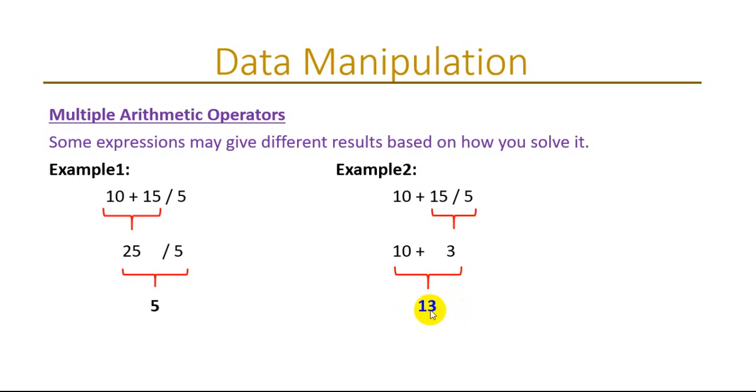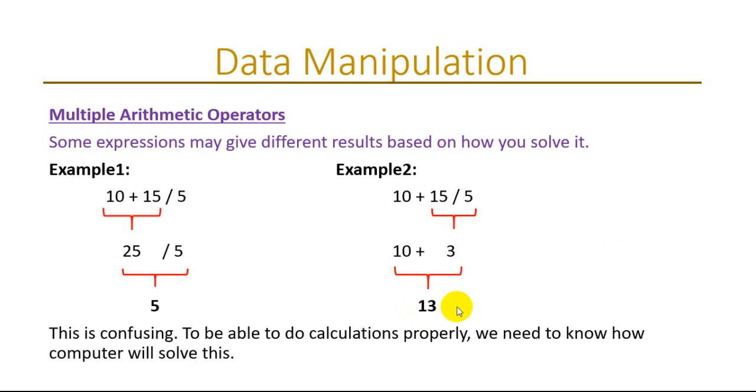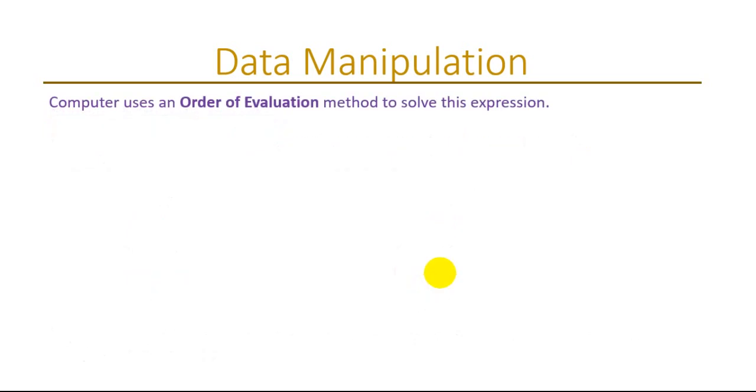Now this is a problem. This is a bit confusing. Are we going to get 5 or 13? We have to know this, otherwise we can't use the computer to evaluate an expression and expect a proper result. We don't know how it will solve. So we need to understand how the computer will solve this before we know whether it is 5 or 13. For that purpose, the computer uses something called order of evaluation. This order of evaluation comes from a concept called BODMAS, or sometimes it's also called PEDMAS.